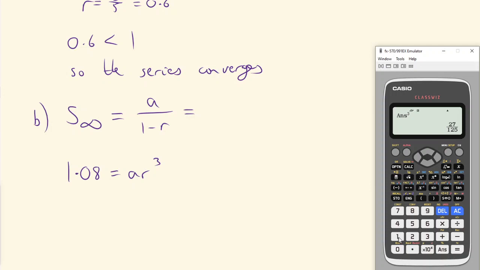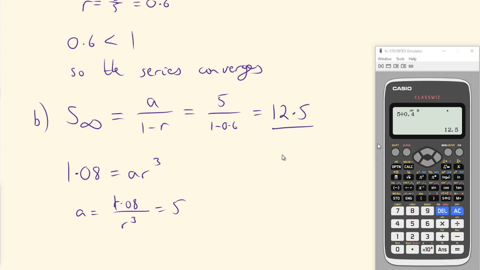So what I want to do is 1.08 divided by R cubed. So A equals 1.08 over R cubed, which equals 5. So now I know that A is 5 and that R is 3/5 or 0.6. My sum to infinity is 5 divided by 1 minus 0.6, which is 5 divided by 0.4. Our sum to infinity is 12.5.